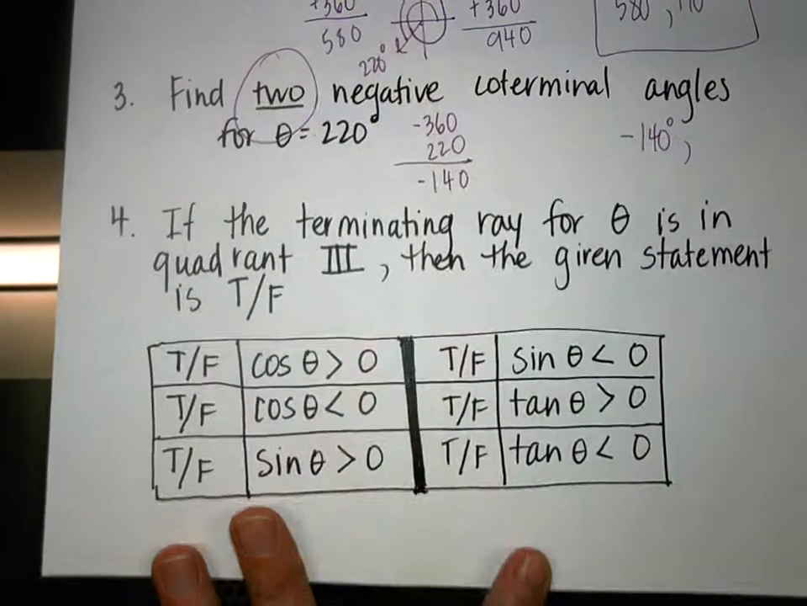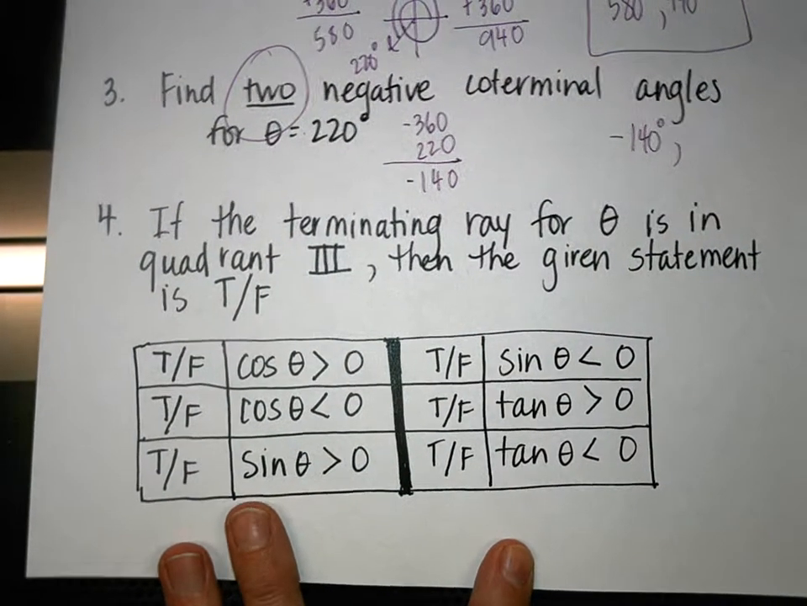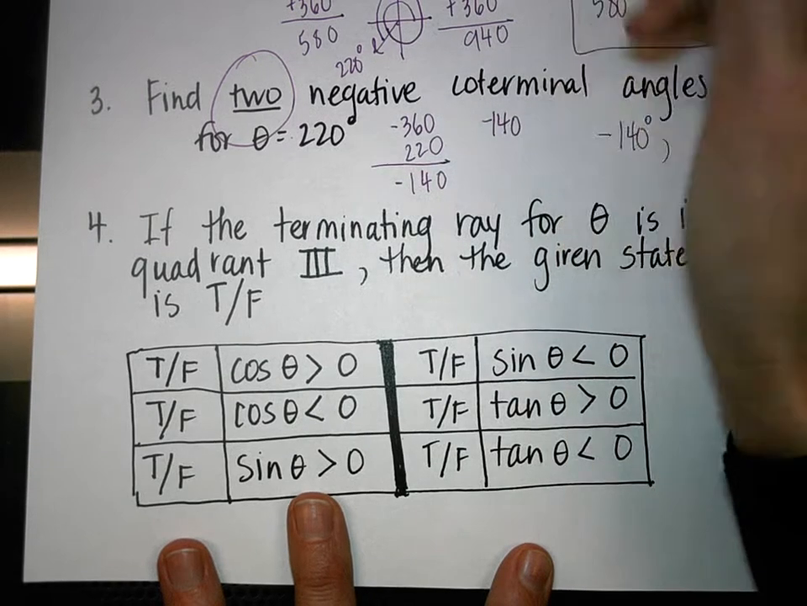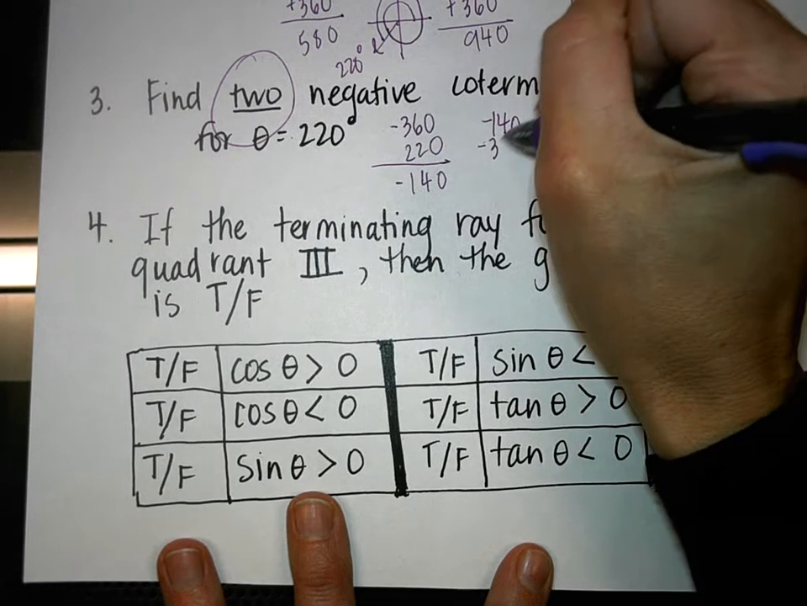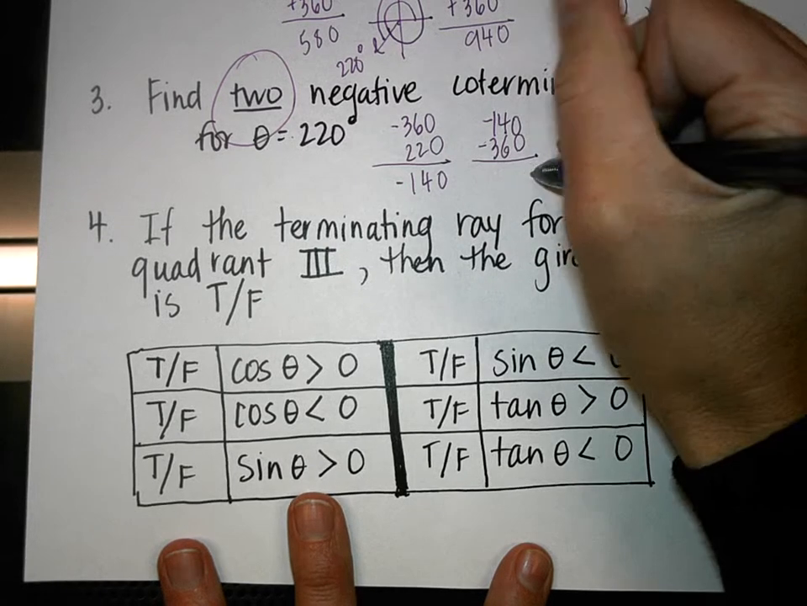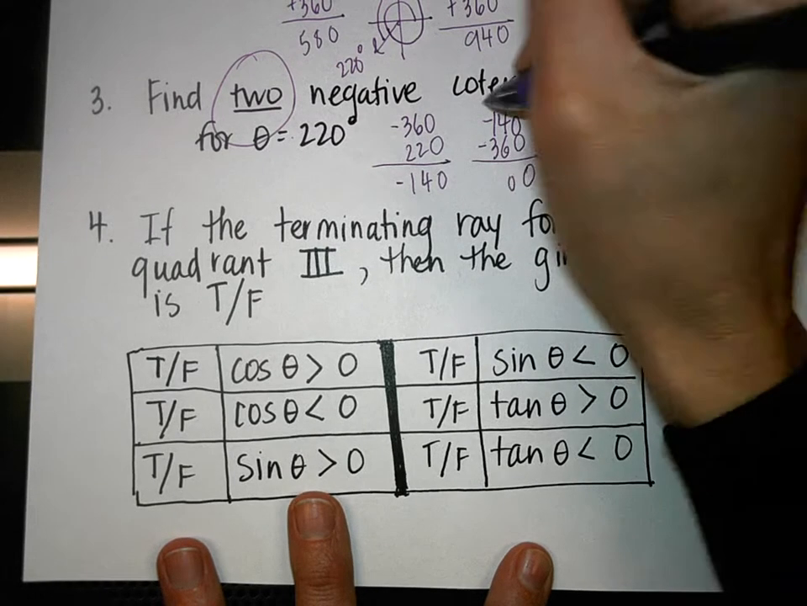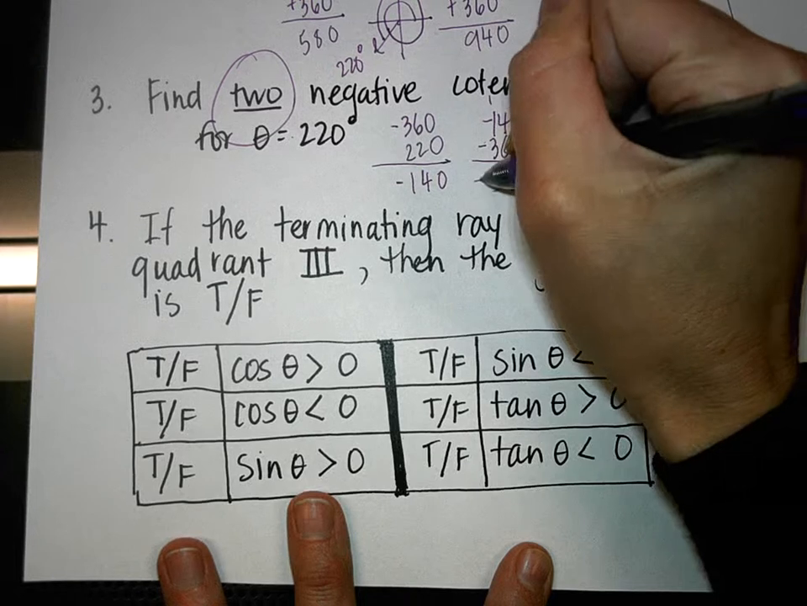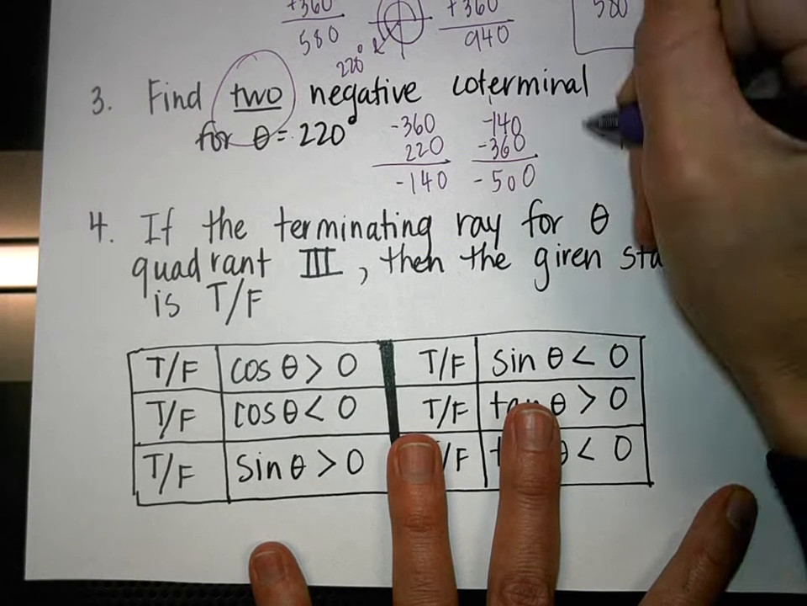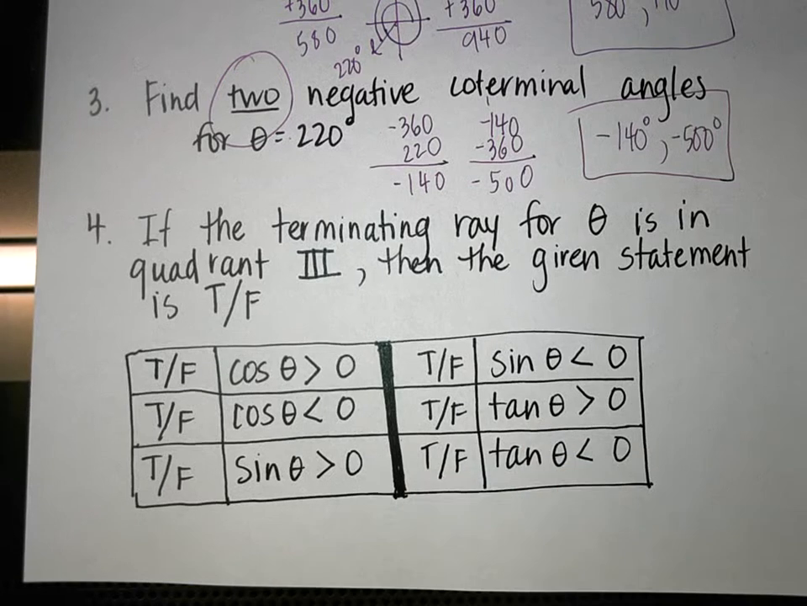Since I need 2 negative coterminal angles, I would just take my negative 140 degrees and I'm going to subtract another 360 degrees. Well, now I have 2 negative numbers, so I add them together. That's 0, carry the 1. We end up getting negative 500 degrees. So my 2 negative coterminal angles are negative 140 degrees and negative 500 degrees.